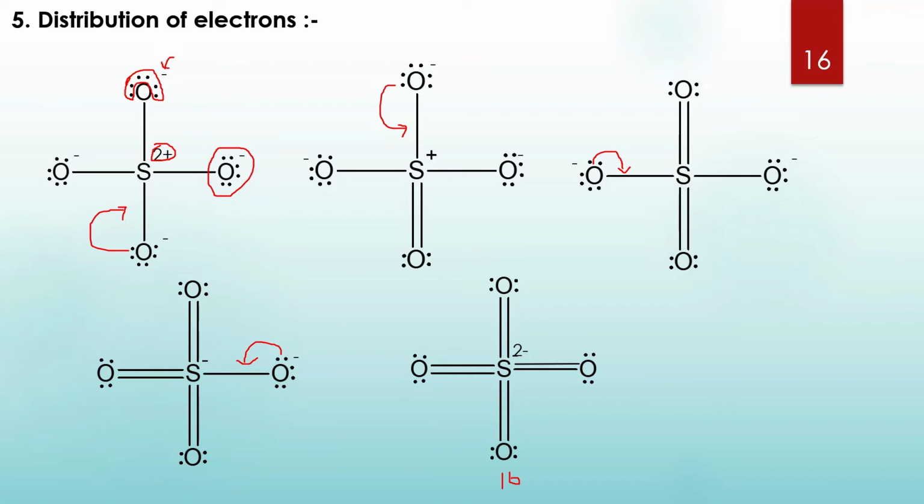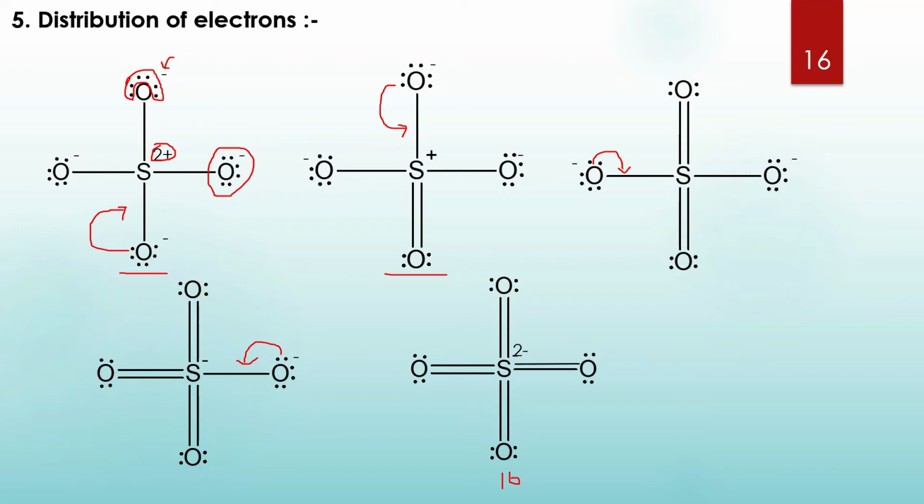Now among these 5 structures, which one is the most stable structure? So let's apply the rule of formal charges and see. In the first one, you can see there are a lot of formal charges, every atom has a formal charge. So it can't be stable. And compared to this structure, here there is less formal charge distribution.